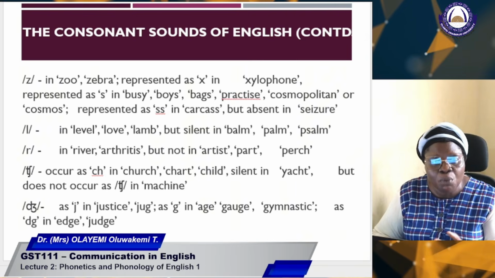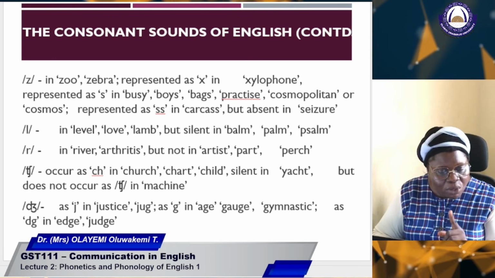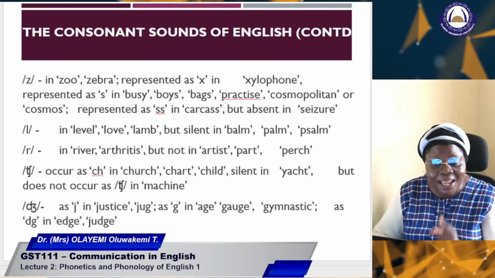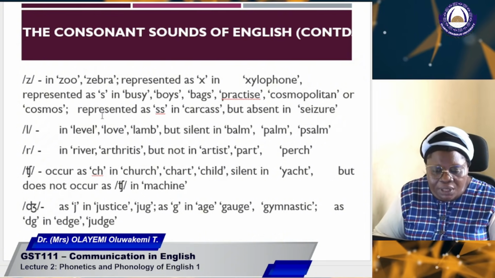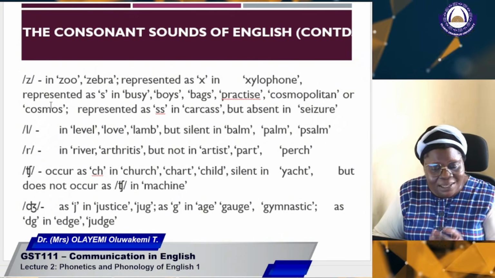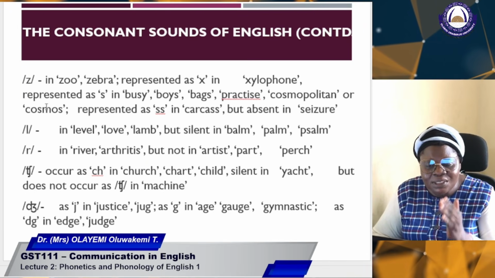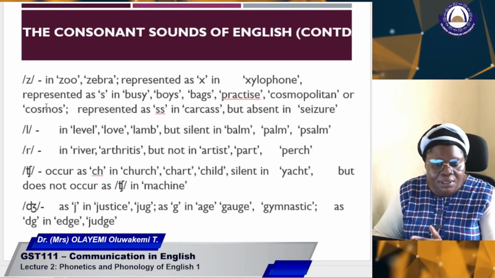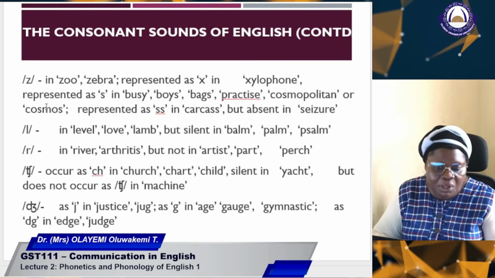It's also in the word boys. It's in the word bags. It's in the word practice, when you're talking about the verb form, the one that has SE in British English. Please check your dictionary for all of these. And it could also be represented by the letters SS in carcass. But it is absent in seizure. Please, seizure. You have to be careful.